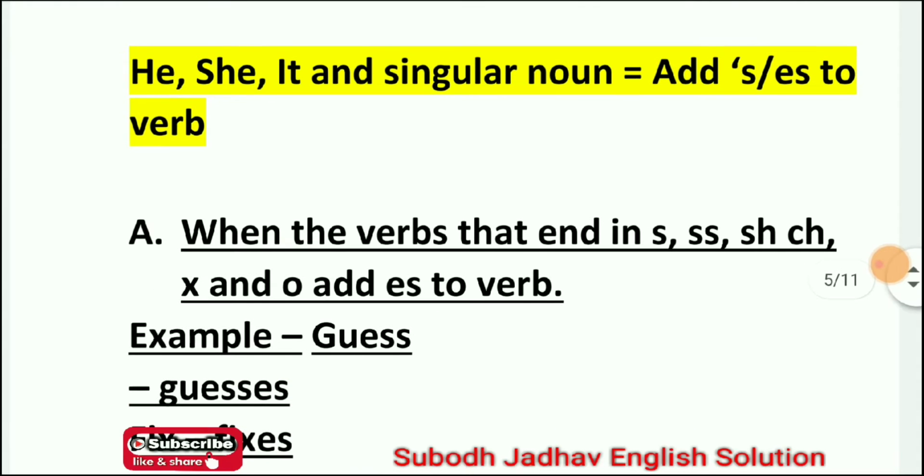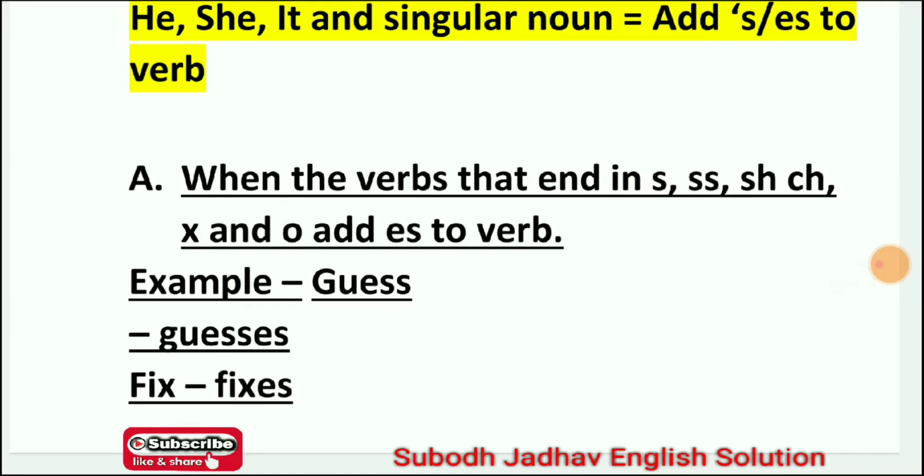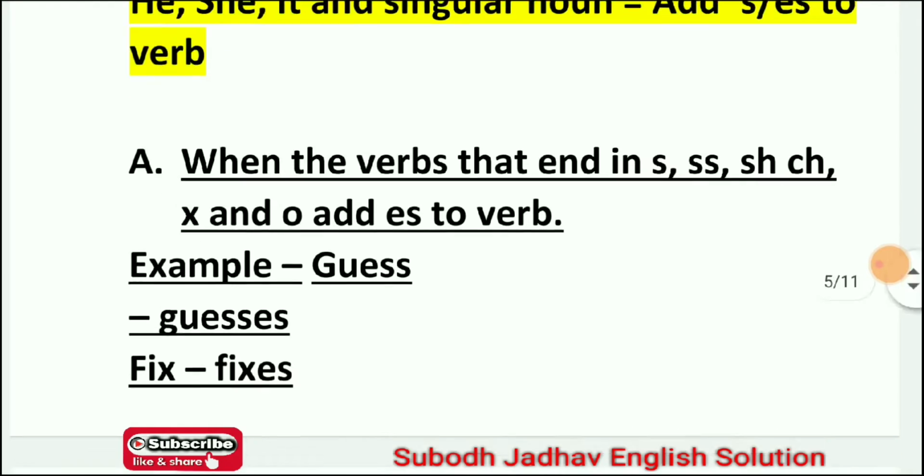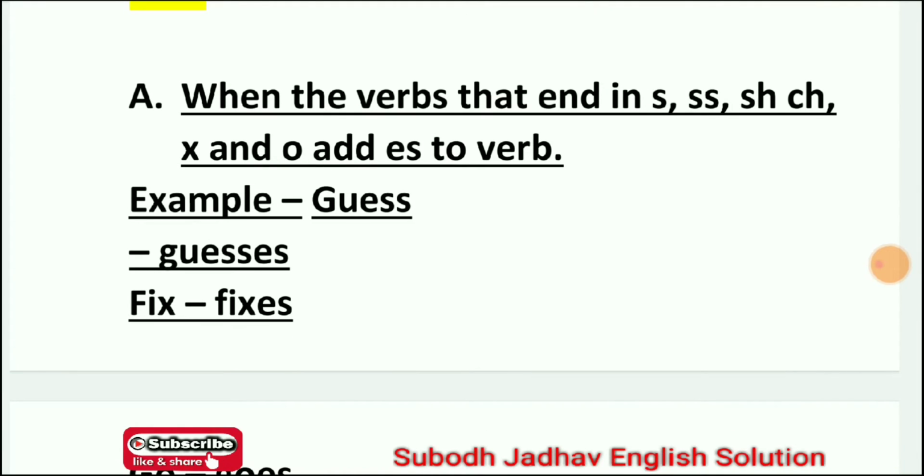Number 1a. When we use s or es, we should think about when we should use es and when s. For that, number a: when the verbs end in s, ss, sh, ch, x and o, add es to the verb. When the last letter of the verb is s, ss, sh, ch, x or o, at that time you should use es with it.